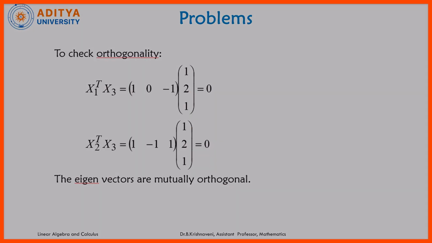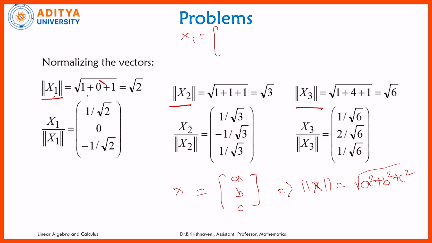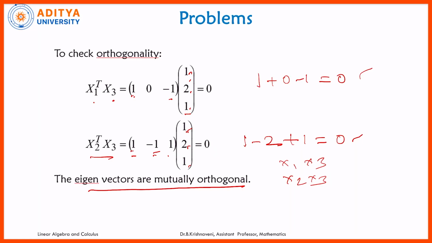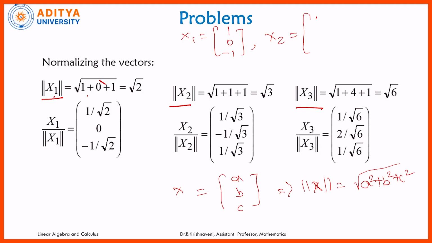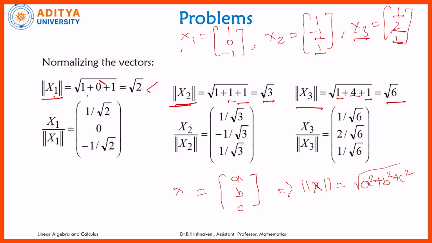First, what are the vectors here? x1 is 1, 0, minus 1, x2 is 1, minus 1, 1, and x3 is 1, 2, 1. So, find out the norm of x1: root of 1 square plus 0 square plus minus 1 square, that is root of 1 plus 1, which is root 2. Norm x2 is root of 1 square plus minus 1 whole square plus 1 square, that is root 3. Norm x3 is equal to square root of 1 square, 1, plus 2 square, 4, plus 1 square, 1, that is equal to root 6.